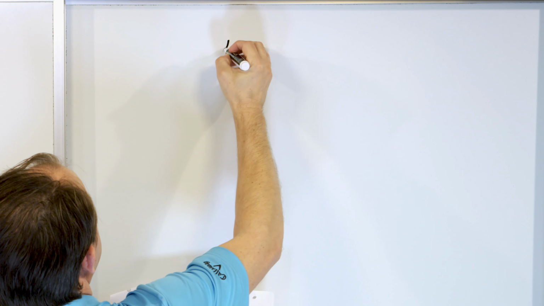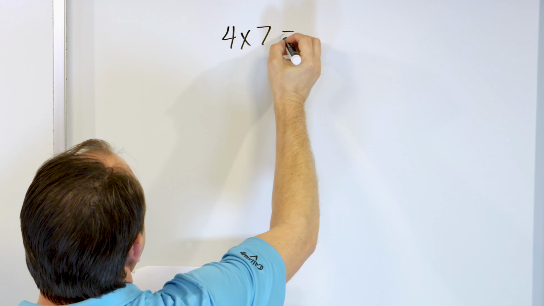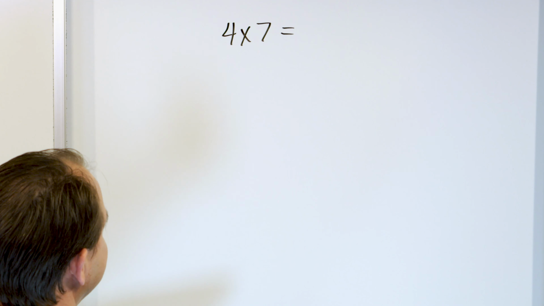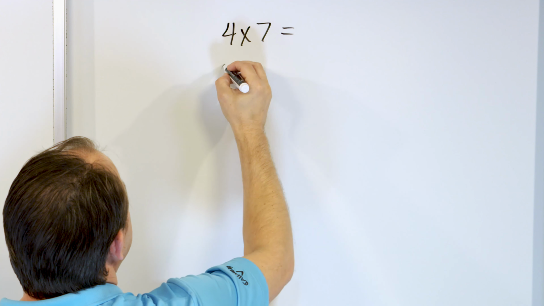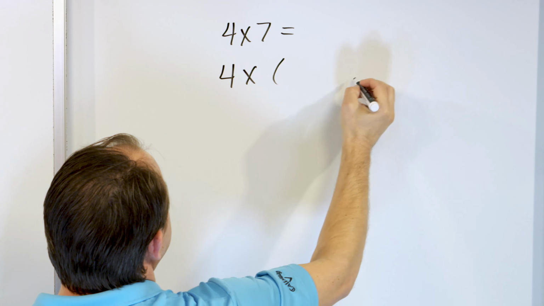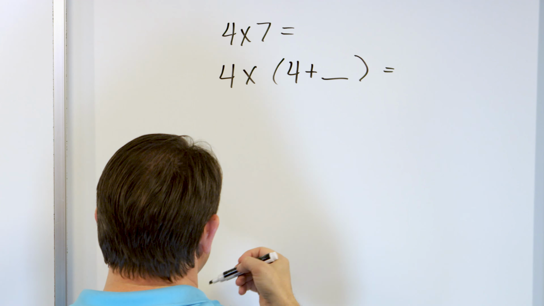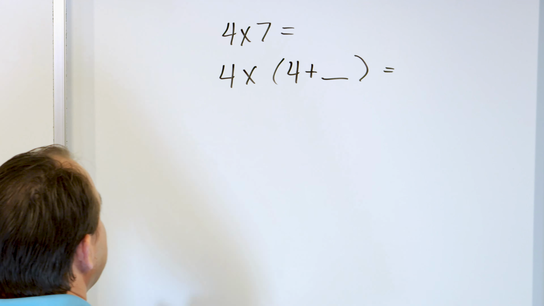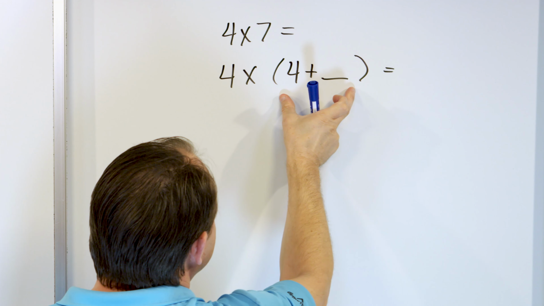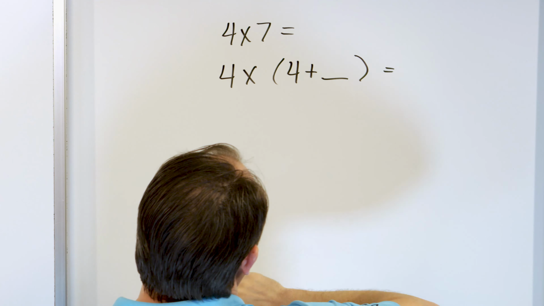All right, now that we kind of know what we're doing, we're just going to work along and get a little more practice. What if I say 4 times 7 equals what? Well, we know what the answer is. 4 times 7 is 28, but let's rewrite it as 4 times, and let's write it like this, 4 plus some number in there. Well, we know that we're trying to replace a 7 with this, so 4 plus something is going to give us 7.